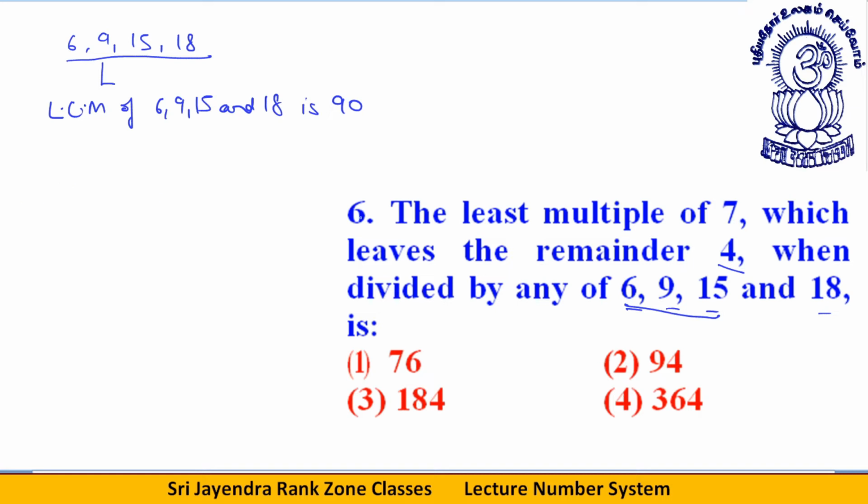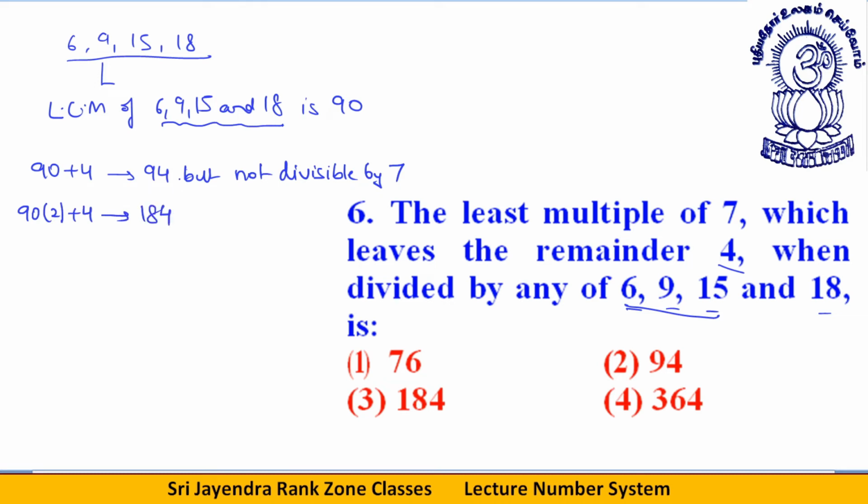Once you get the LCM as 90, okay, dear students, you have got your LCM. So the least multiple of 7, see, now is the main thing. The number could be either 90 plus 4, 94, but this is not divisible by 7. We need to find a number which is divisible by 7. So the next number of this type will be 90 into 2, 180 plus 4, it becomes 184. 184 is also not divisible by 7.